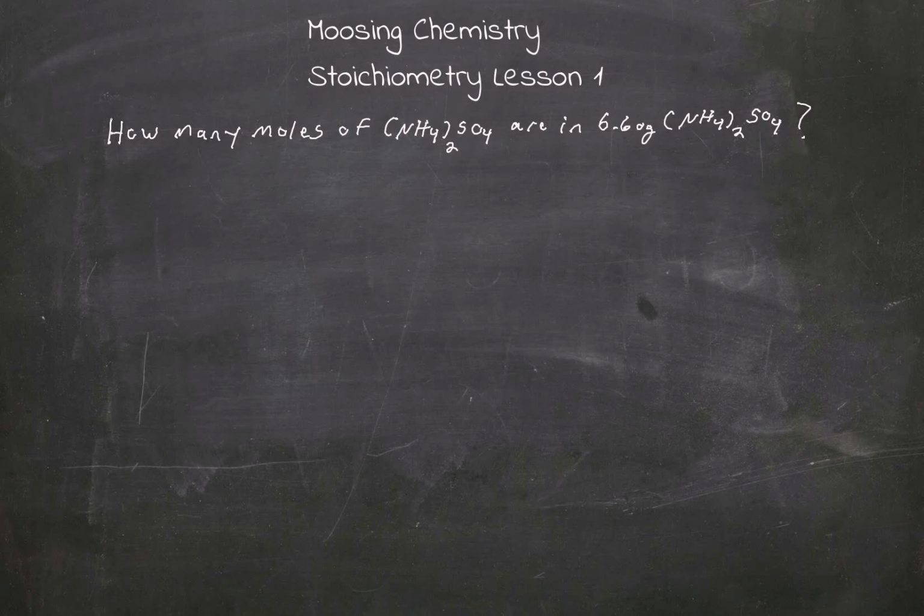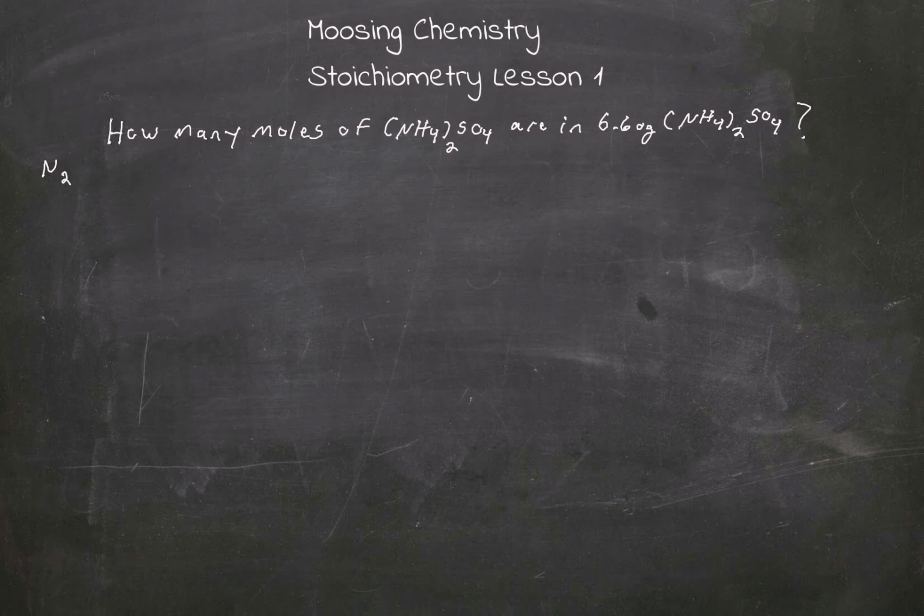Today we're going to have a stoichiometry lesson. We are going to be converting grams of a substance into moles of a substance. So we have a substance, ammonium sulfate. First thing we need to know is the molar mass of ammonium sulfate.